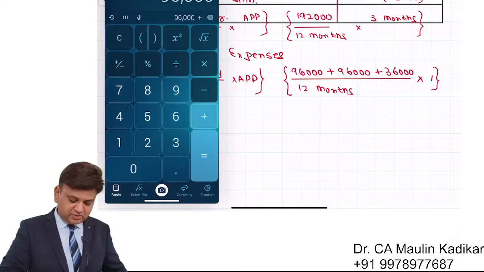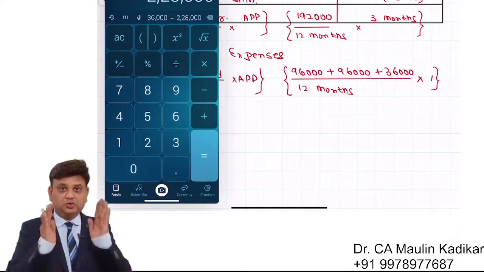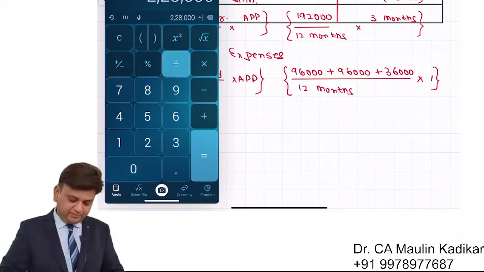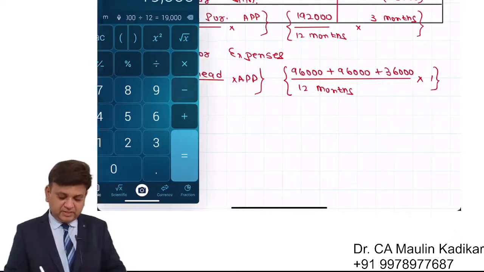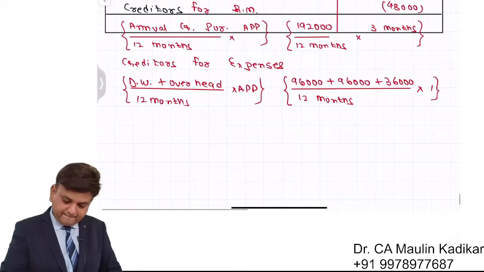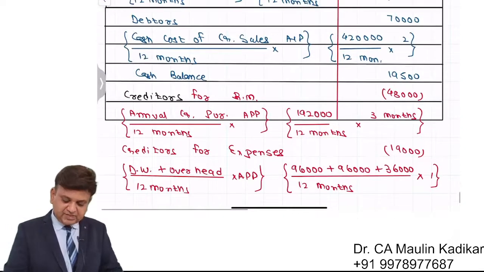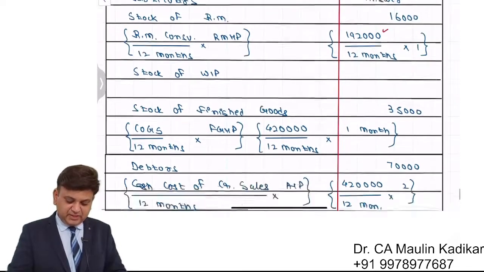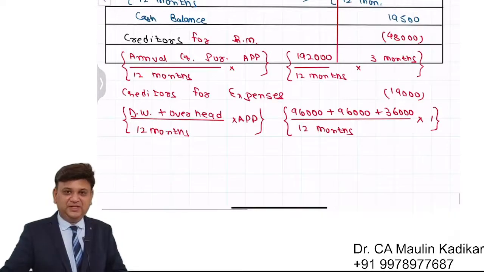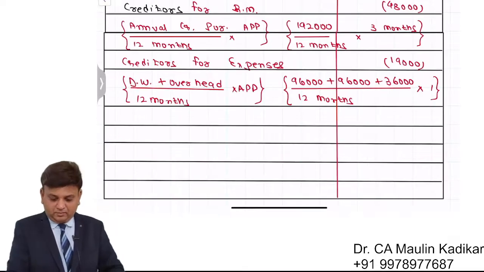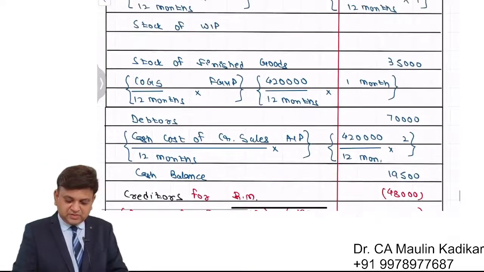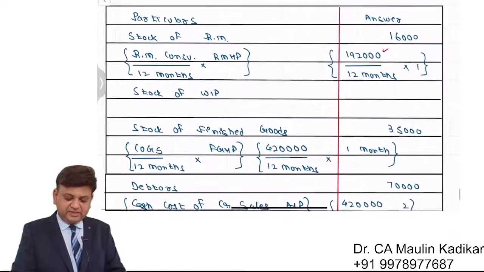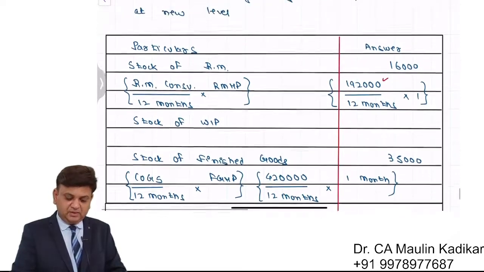So 96,000 plus 96,000 plus 36,000. So the total is 228 divided by 12 into 1. That comes to 19,000. This is the way we are required to make the calculation. Now only one piece of information is pending, that is WIP. So this is the way we make the calculation of the answer except for WIP.